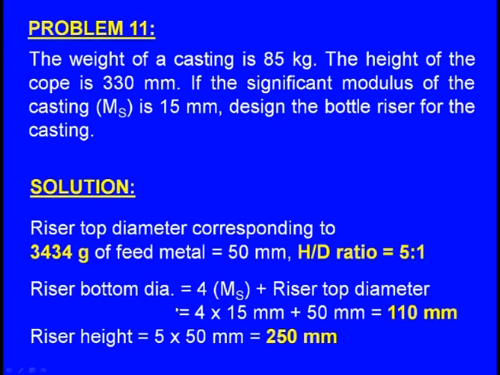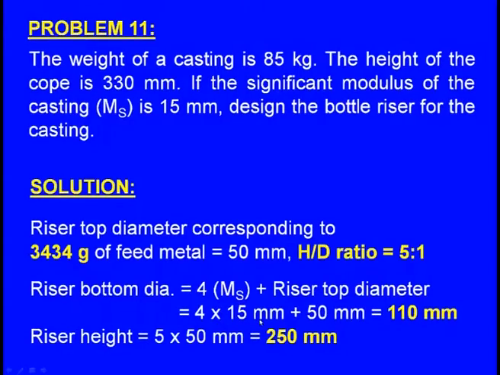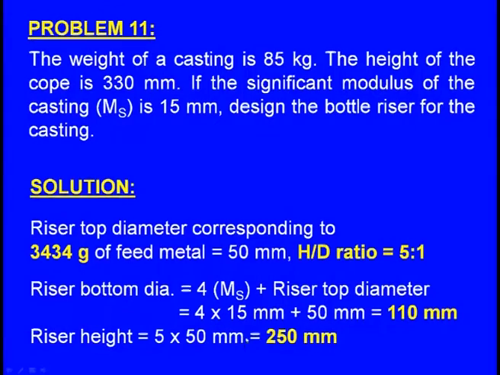Now, riser bottom diameter is equal to 4 × ms plus riser top diameter, where ms is the significant modulus. That is 4 × 15 mm plus 50, which is equal to 110 mm. The riser height is H by D ratio 5:1, so riser height is equal to 5 × 50, that is 250 mm. Bottom diameter is 110 mm, top diameter is 50 mm. So, this is the design for the bottle riser in this case.